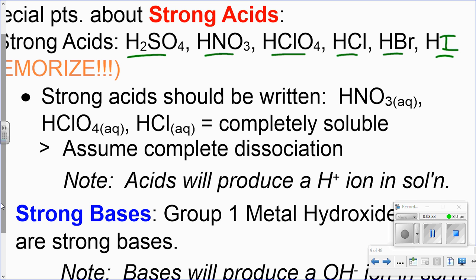Now, all strong acids should be written as aqueous. Okay, HNO3(aq), HClO4(aq), HCl(aq). What this means is the aq means it's aqueous. It means it's something that's dissolved in water. Okay, and remember, these completely dissociate. They completely break apart in water. All right, they become nothing but ions.